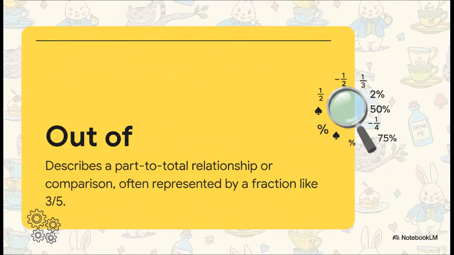So what's going on? In this context, "out of" has nothing to do with scaling a number. It's all about a relationship, a comparison between a part and a whole. It's telling us to think of a ratio, which we'd write as the fraction 3/5. It's a totally different job for the word "of."